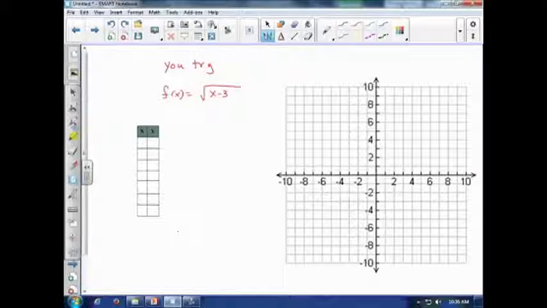And now you try this one. Find values for x to put in the table and find the y values, and try to predict what the domain is for that function to start at. Because once you find what the domain is, then you can graph it easily.